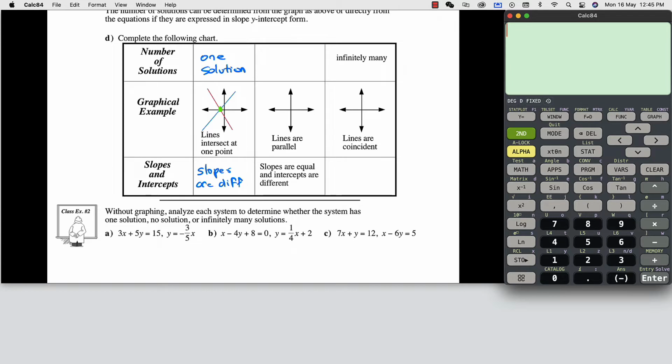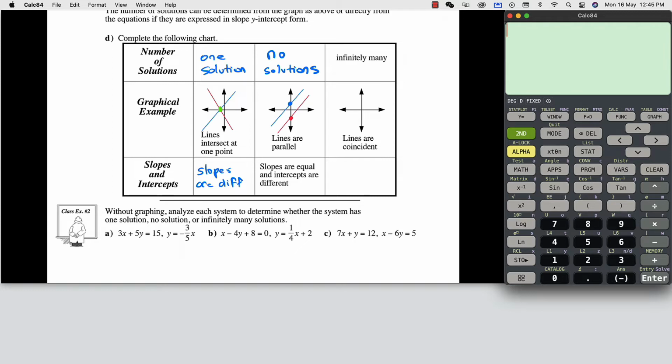Okay, and the next one says the lines are parallel. We know from what we've done before, this means there are no solutions, and they even give us the answer down below. That means that the slopes are equal and the intercepts are different. So that means I'm going to have one line going off like that and another line that is parallel to it like that, but they're going to have different y-intercepts.